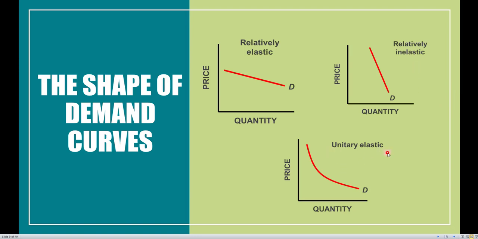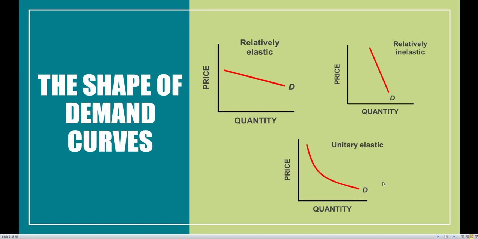And then here we have unitary elastic. This is exactly where the percentage change in price is matched with a percentage change in quantity demanded. And this is where we're going to have a curved demand curve. So this is going to be a convex demand curve. It bows inwards, as you can see right here. So if we change price by 13%, that means quantity demanded is also going to change by 13% in order for us to get on the same exact demand curve. As you can see right here, unitary elastic is the only case where we're going to have a curved demand curve.